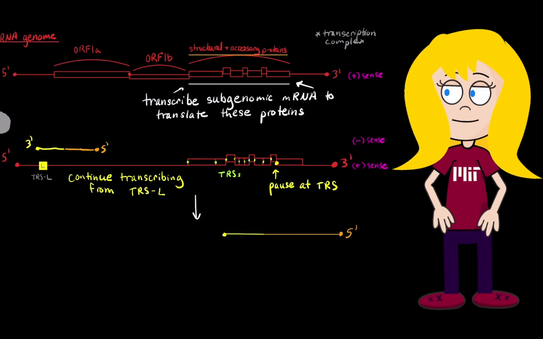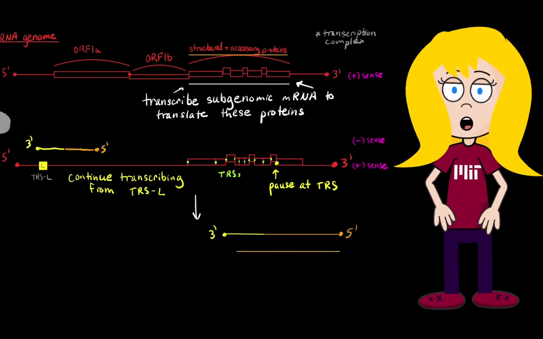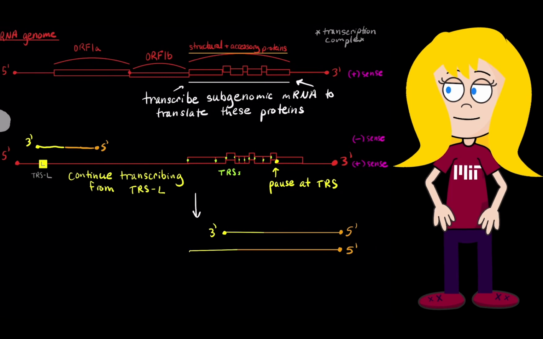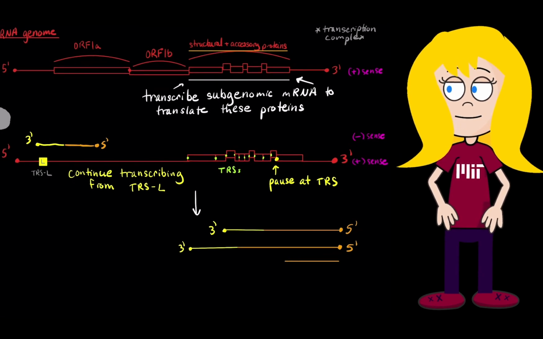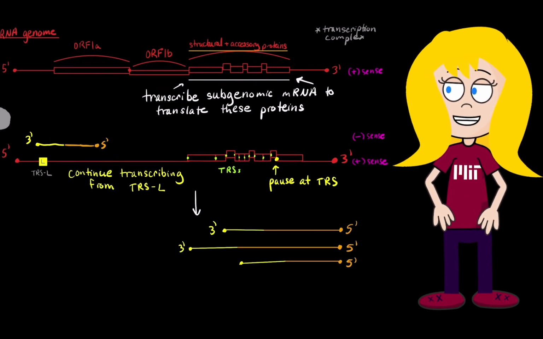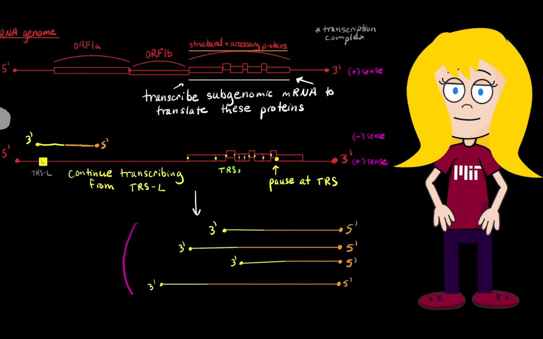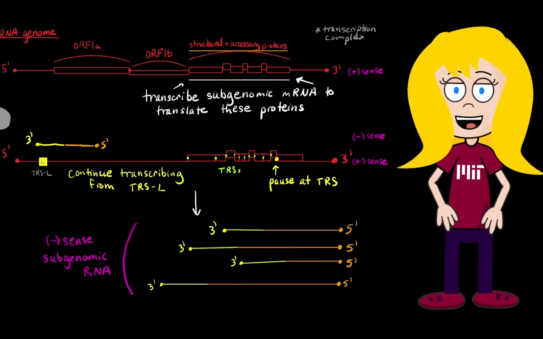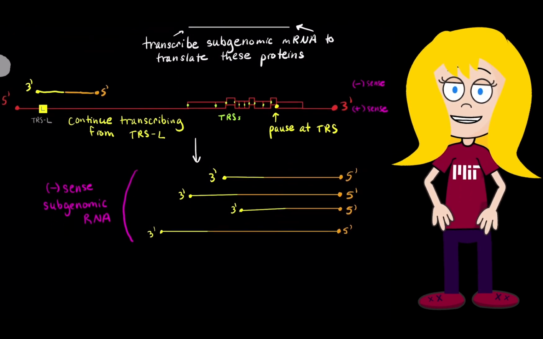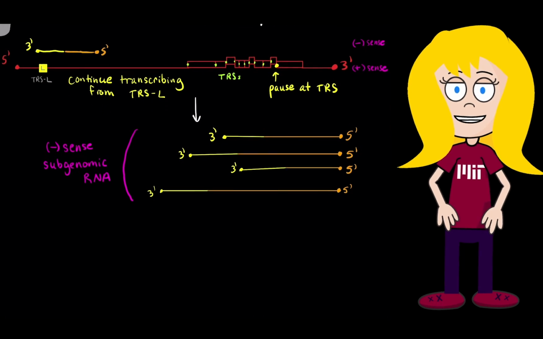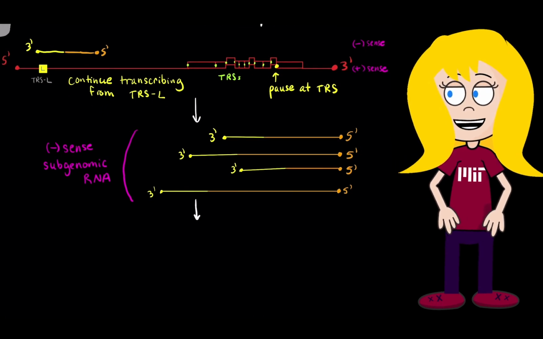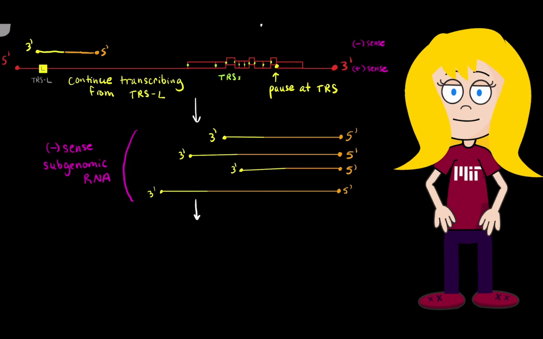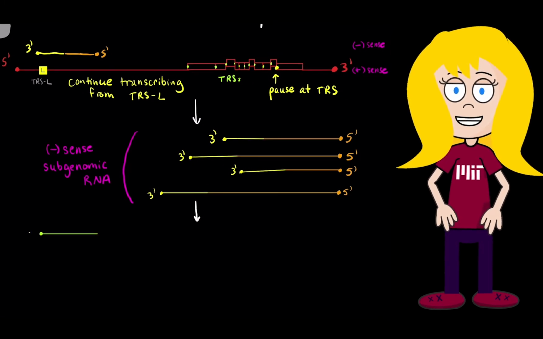As the complex moves along the positive sense RNA genome, it comes across transcription regulatory sequences referred to as TRSs. At these TRSs, occurring at the 5' end of every individual protein's gene, besides those in ORF1A or 1B already described, the transcription complex is able to pause. Then, it has two options. It can keep transcribing its negative sense RNA strand, or it can jump to the leader TRS sequence all the way at the 5' end of the positive sense RNA genome.